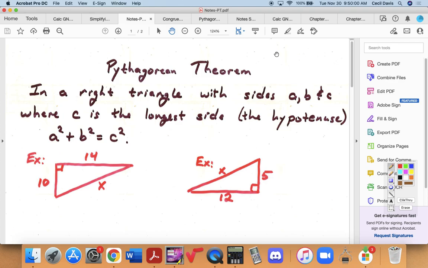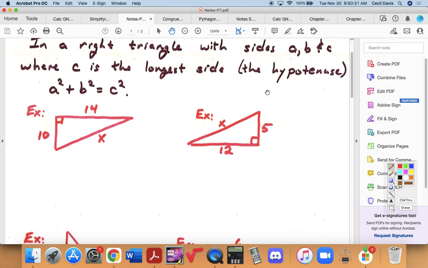Now, in a couple of years, when you take pre-cal, you'll learn some other things that do apply when you have something that's not a right triangle. It's called the law of cosines, and it's great for things that aren't right triangles. It's kind of like the Pythagorean theorem with an extra piece stuck on to fix the non-right triangle bit of it. But for now, we just have this. So let's solve some of these.